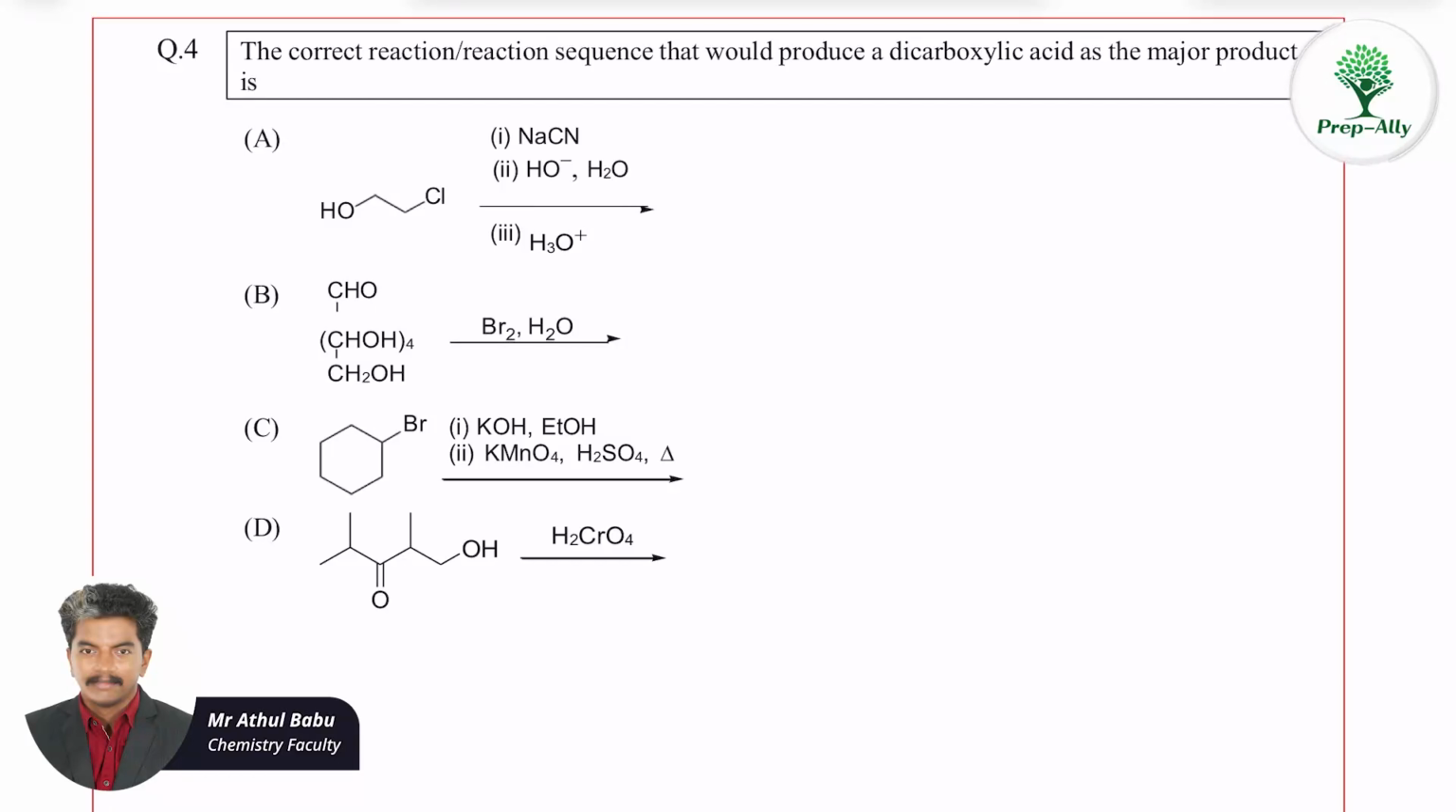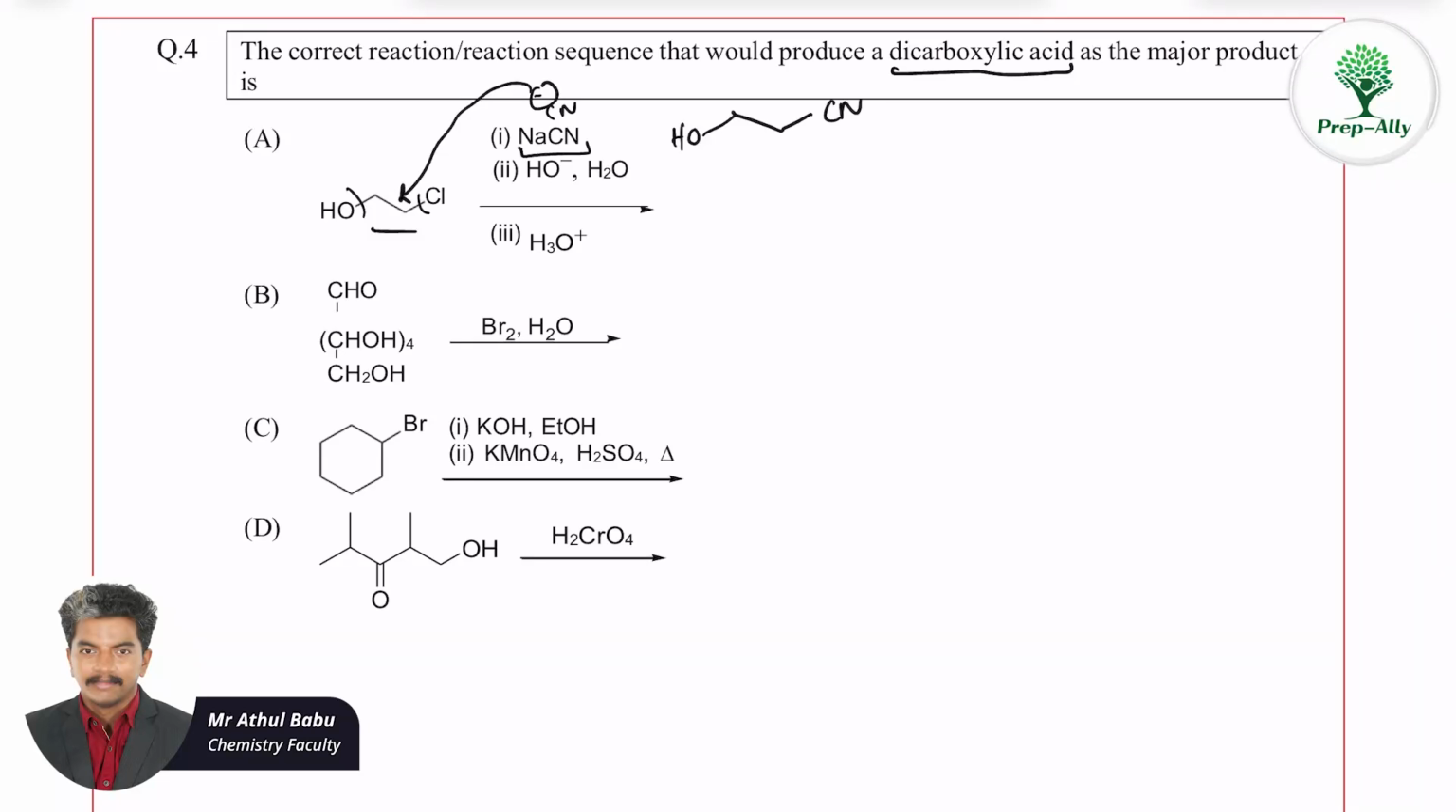Alright, so now let's look at question number 4, where we need to find where it is forming a dicarboxylic acid. So let's look at this fast. First one, Cl is there, OH minus is there, NaCN, where we will have CN minus nucleophile. The nucleophile will attack at the position where there is a good leaving group. If you look here, only Cl is a good leaving group compared to OH. So we will be getting HO as well as CN.